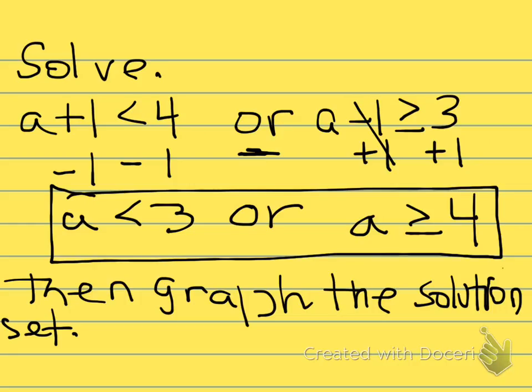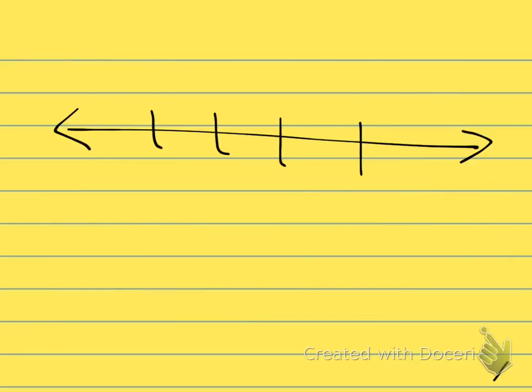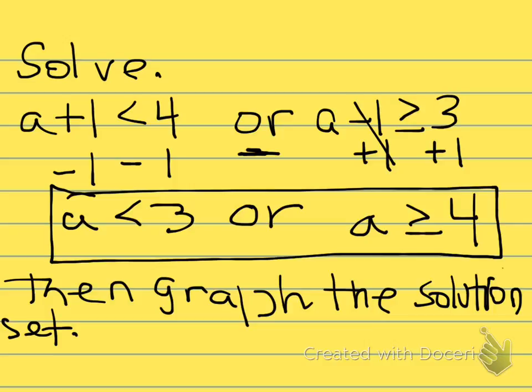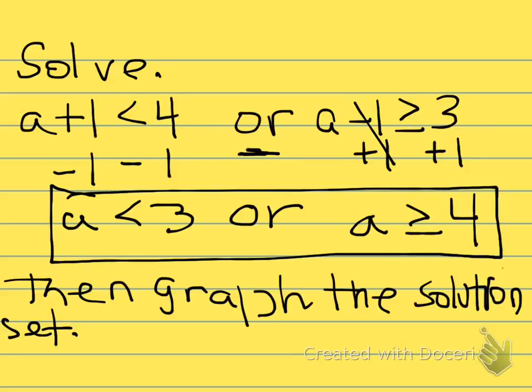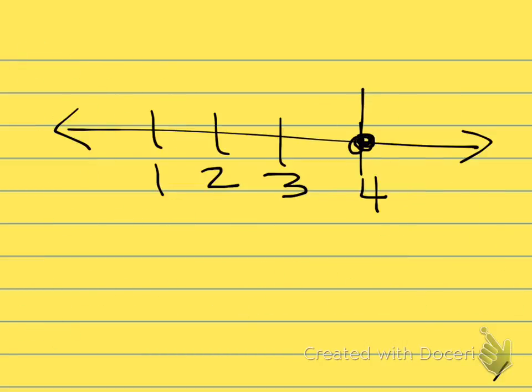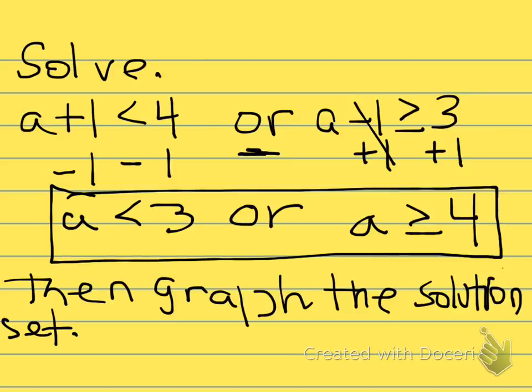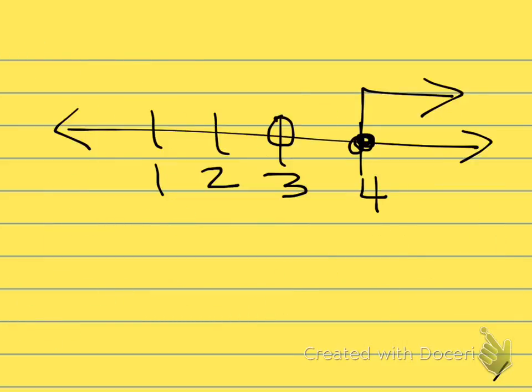If I were to graph this, I have 3 and 4 as my two numbers. So I still need to make sure they're both on the number line. I would put a closed circle at 4, and it's greater than or equal to 4, so we go towards the right. And I'd put an open circle at 3, which is less than, so that would go towards the left. And this would be how all or inequalities would look like on a graph, where both lines are not intersecting and they're going in opposite directions.